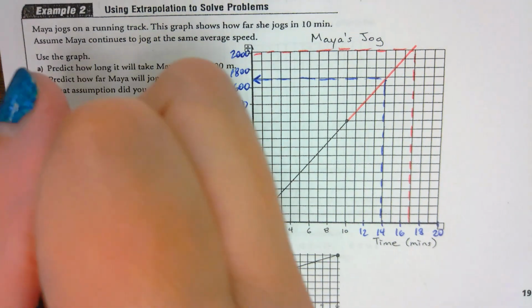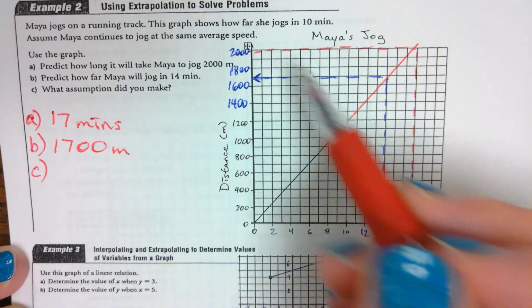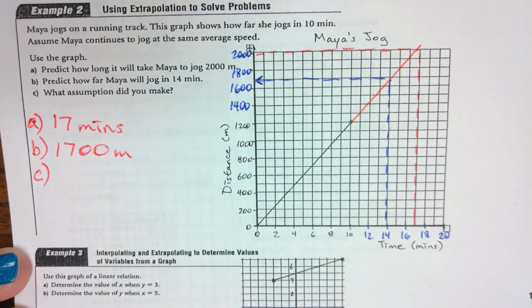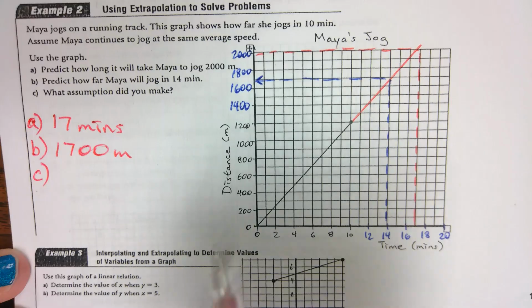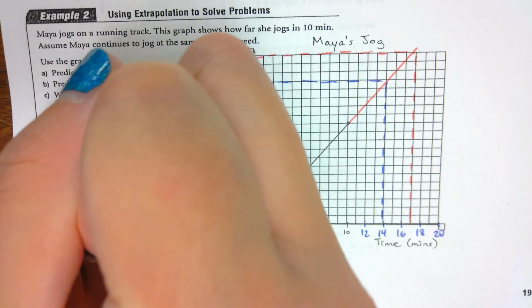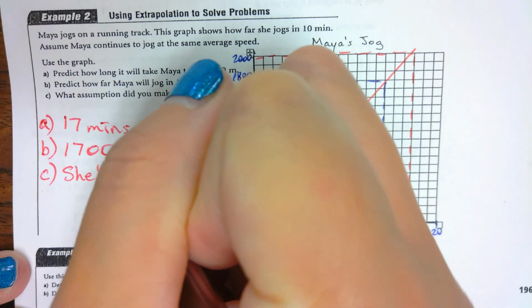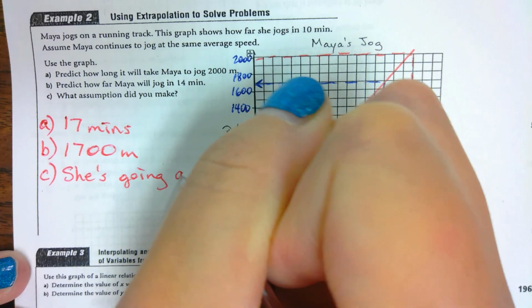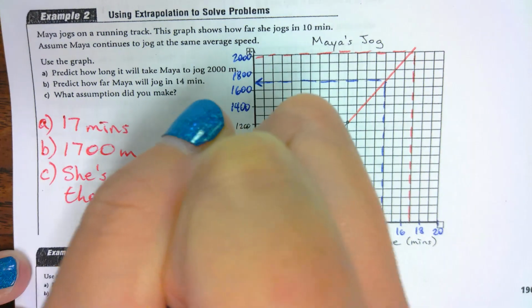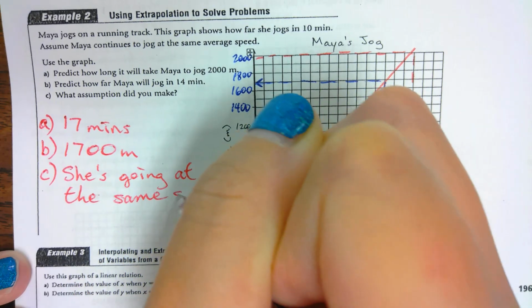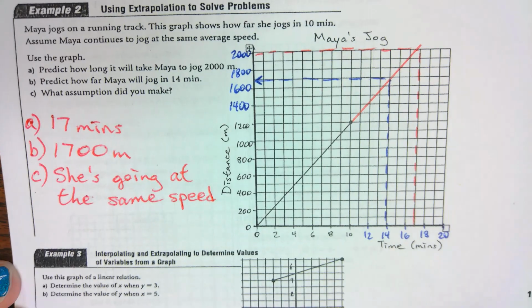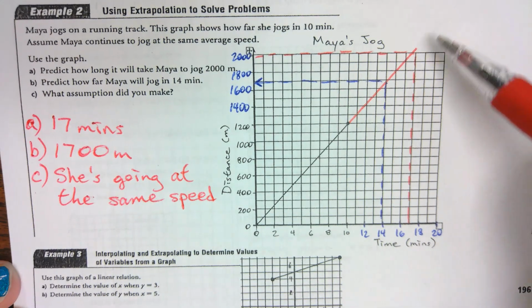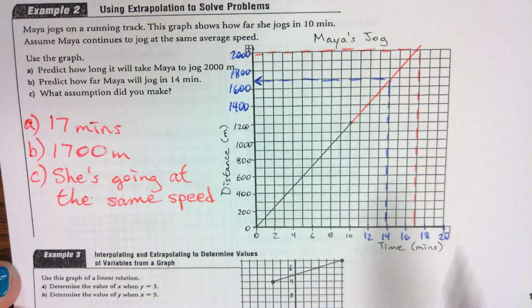Okay. And in order to answer these two questions, what assumption did I have to make? I actually kind of said it earlier. She's going at the same speed. Because otherwise I can't extend the line. By the way, a quick little question here.